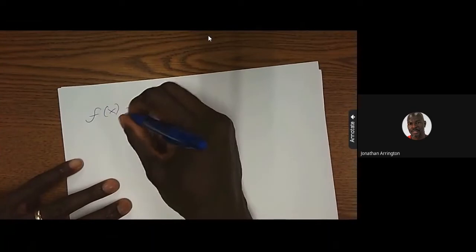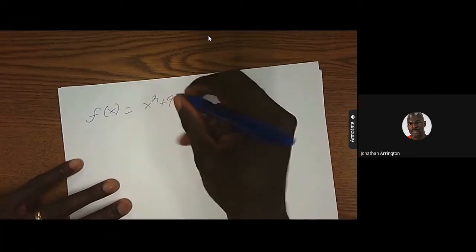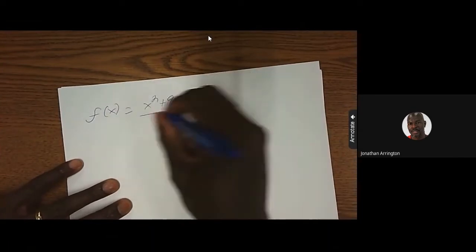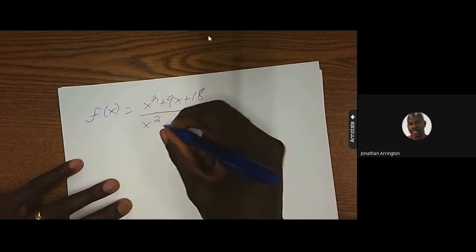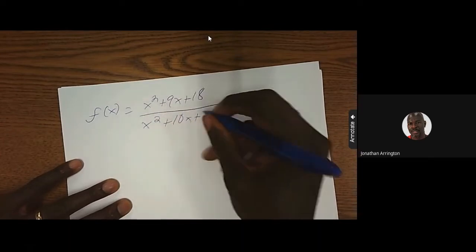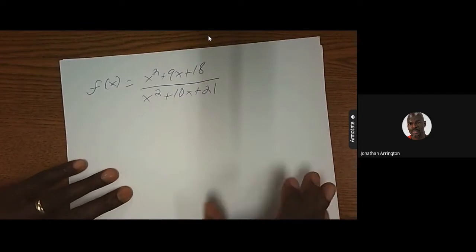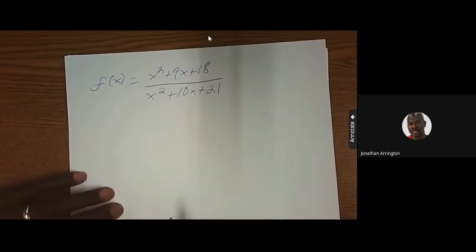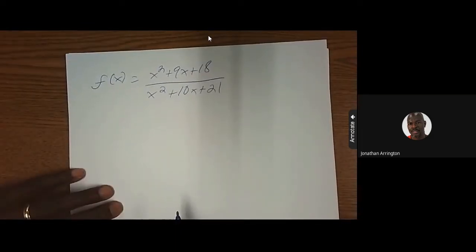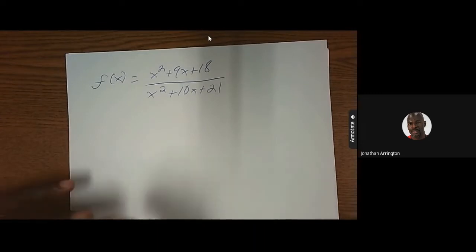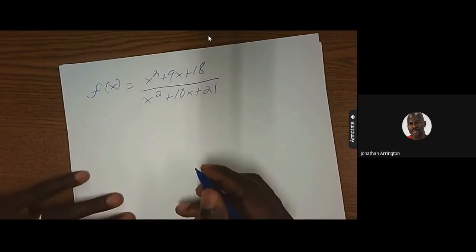Okay, so yesterday we'll have a function something like x squared plus 9x plus 18 over x squared plus 10x plus 21. And it's going to say something to the effect of find the removable discontinuities and or infinite discontinuities, or find the holes, which are removable discontinuities, or vertical asymptotes, which are infinite discontinuities. And our method is to factor.